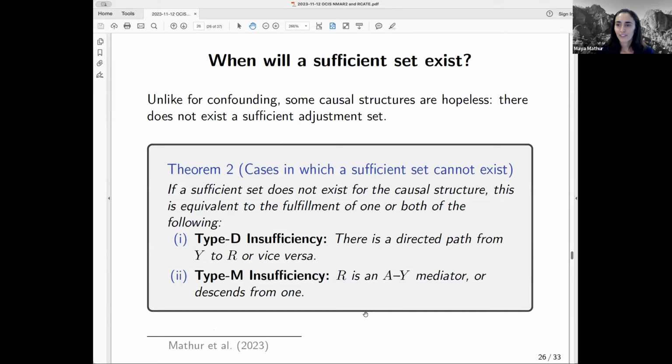Okay, so there's also some bad news, which is that some causal structures are hopeless if we are trying to eliminate selection bias through covariate control. There does not exist a sufficient adjustment set anywhere in the graph. And so the second result is telling us that these types of cases actually fall into two categories. The silver lining is that, unfortunately these cases happen, but they do fall into two categories that have some good intuitive traction. So the second result says that if a sufficient set does not exist for the causal structure, then we're in one of the following two cases, or possibly both. First case is what we call type D insufficiency. This is where there's a directed path from Y to R, or vice versa. The second case is type M insufficiency. This is where selection is a mediator, or it's affected by one.